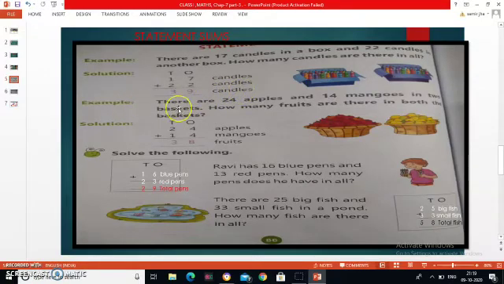Now next example, see. There are 24 apples and 14 mangoes in 2 baskets. How many fruits are there in both the baskets? Again, both the baskets means you have to do addition.